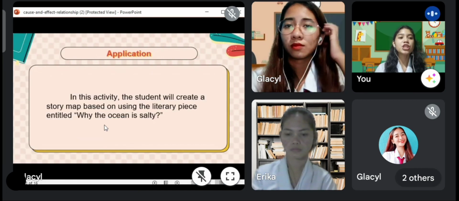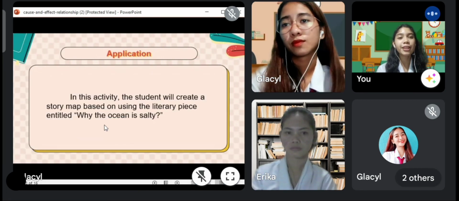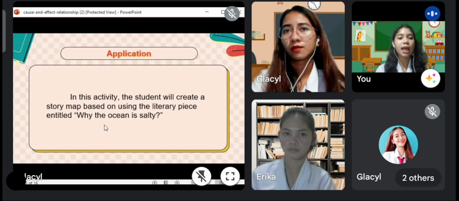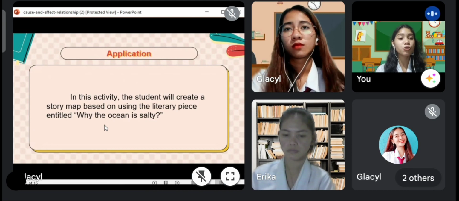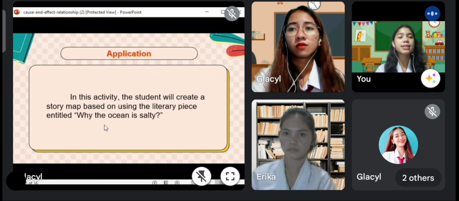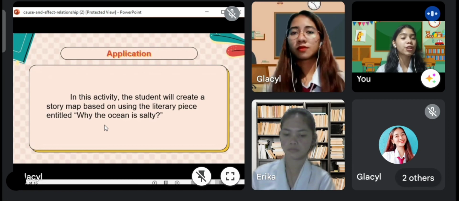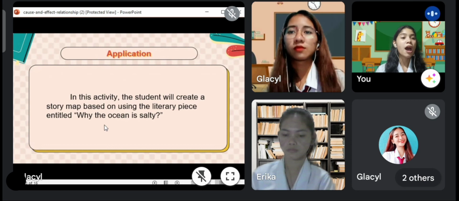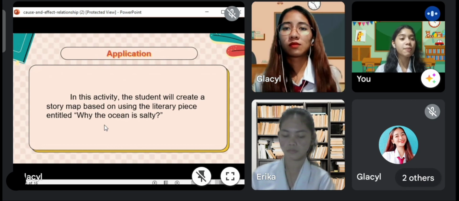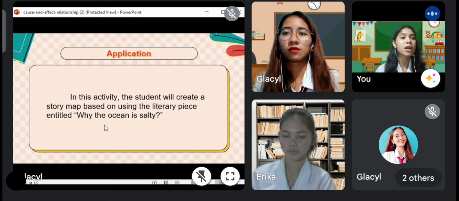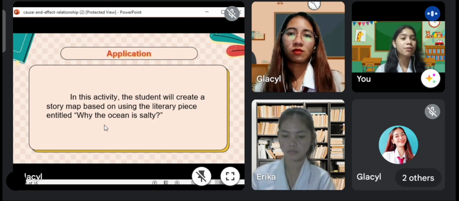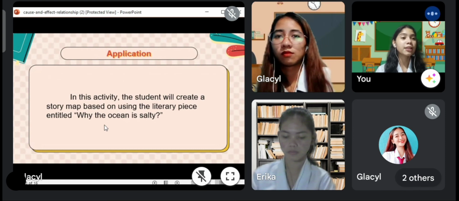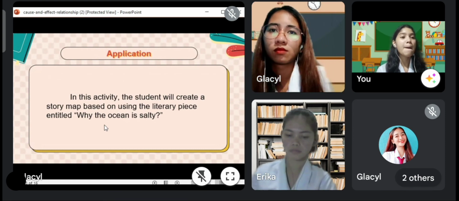For the application, I want you to show your creativity in creating a story map using the literary piece entitled "Why the Ocean is Salty." You can use any digital platform or traditional materials to create this story map. After creating the story map, I would like you to take a screenshot or take a photo of your activity and send it via messenger.